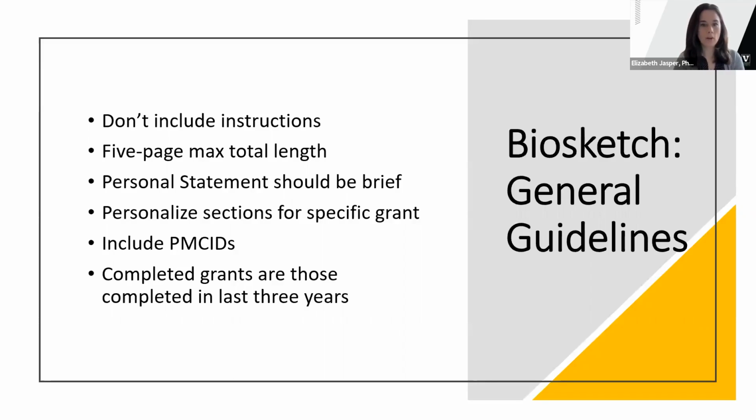So some general guidelines are: don't include instructions, delete them after you've used them. You can't exceed your 5 pages, so make sure that you have cut it. And your personal statement should really be brief. Think 1 to 2 paragraphs, not a whole narrative or a page long. And it's important to personalize sections of the grant, like your personal statement or your contributions to science, for that specific grant, and include up to 5 of your most significant contributions.